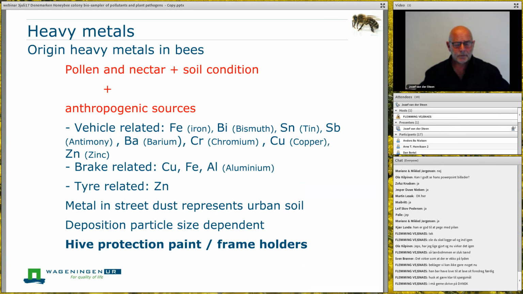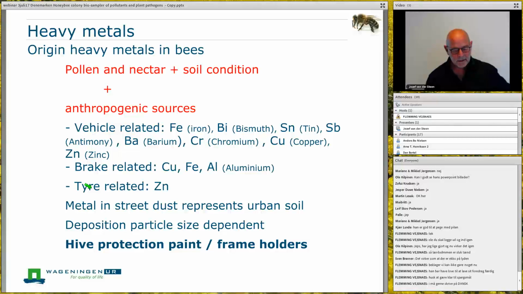Where do these heavy metals come from? Well, they come from pollen and from nectar, because every pollen has a certain amount of metals and minerals that have a biological function. Bees need them. And they come from what we call anthropogenic sources, so man-made sources. Taking the most obvious example, our vehicles, our cars: iron, bismuth, and others are related to the traffic. And for instance, zinc is especially related to the tires and the brakes of the car.